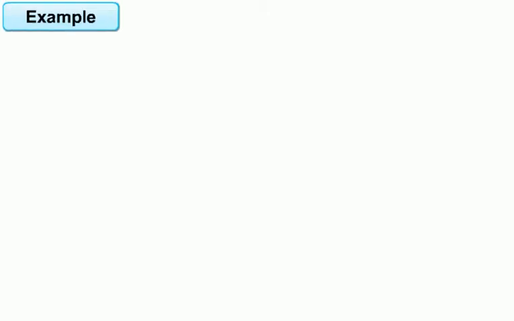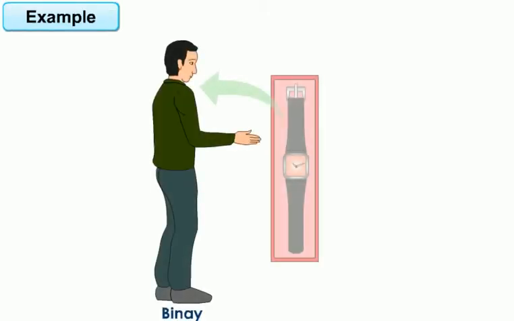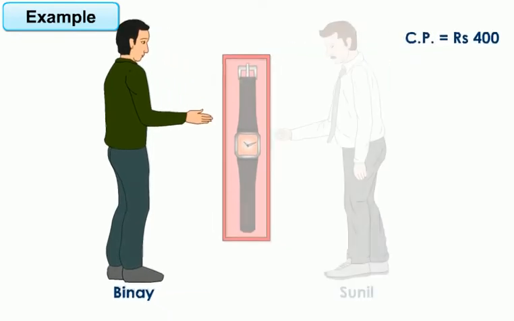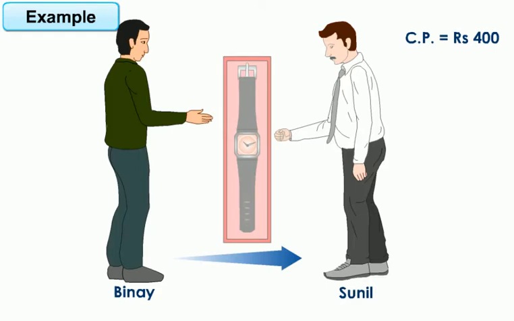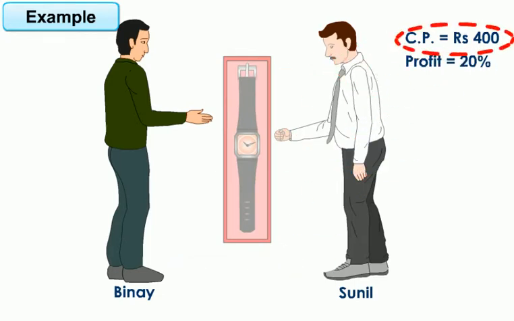The third example says, Binay bought a watch for rupees 400 and sold it to Sunil at a profit of 20%. Students, here the cost price and the percentage profit are given, but the selling price is not given. To calculate the selling price, we can use the unitary method.